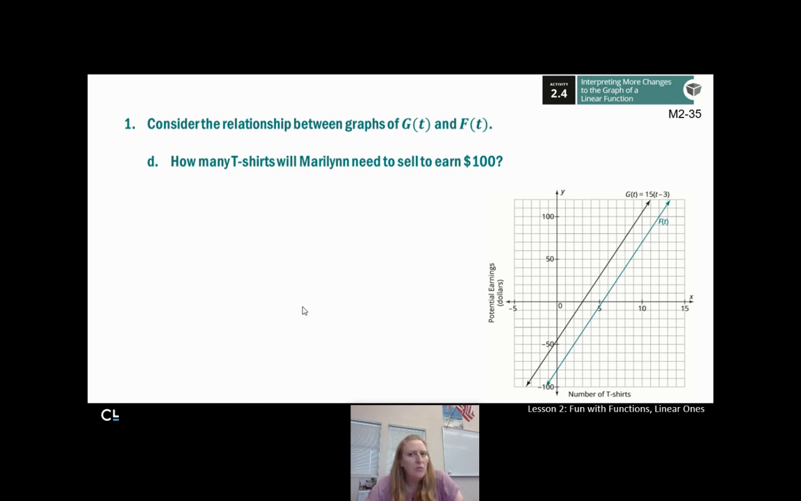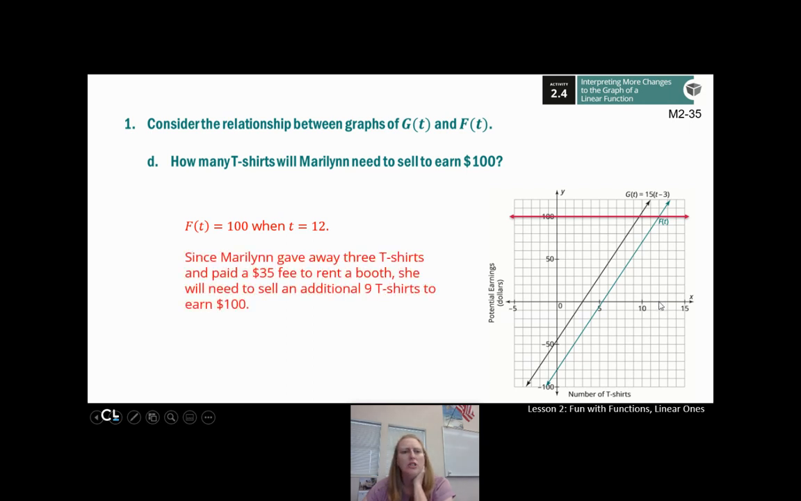So I haven't yet written out a function for f of t. If I had, I would just set it equal to 100 and solve it, but I haven't yet. So I'm going to use the graph to help me out here. So here we go, $100. I'm going to draw a line right through that $100 and see where it intersects f of t, and it looks like it hits right there. So when f of t equals $100, it looks like I have to sell 12 t-shirts.